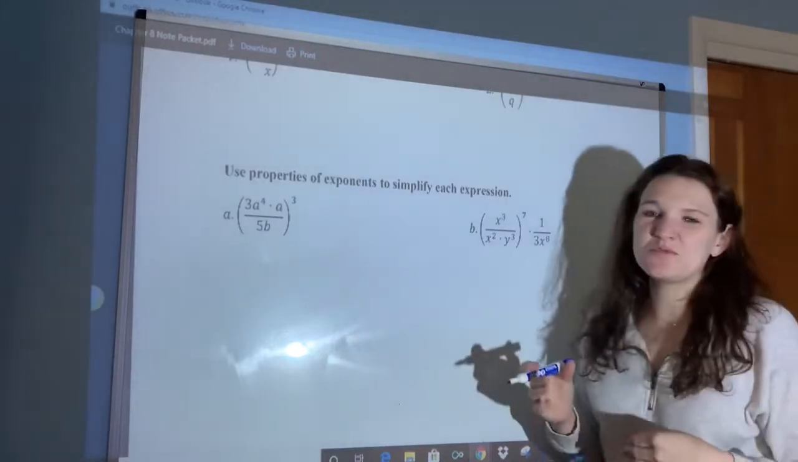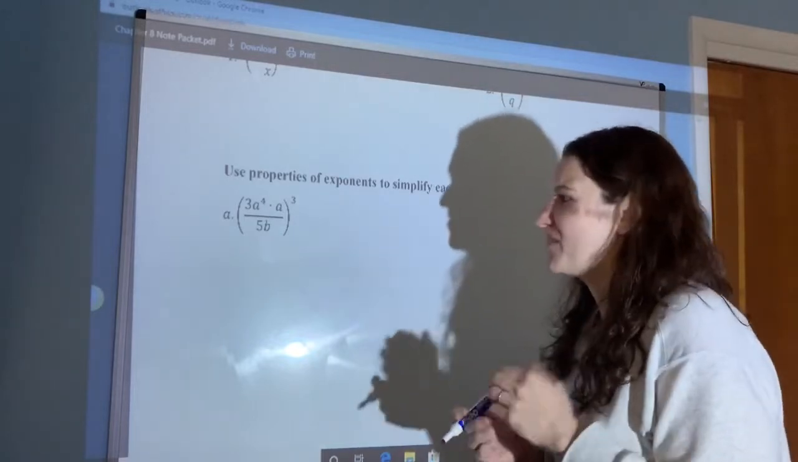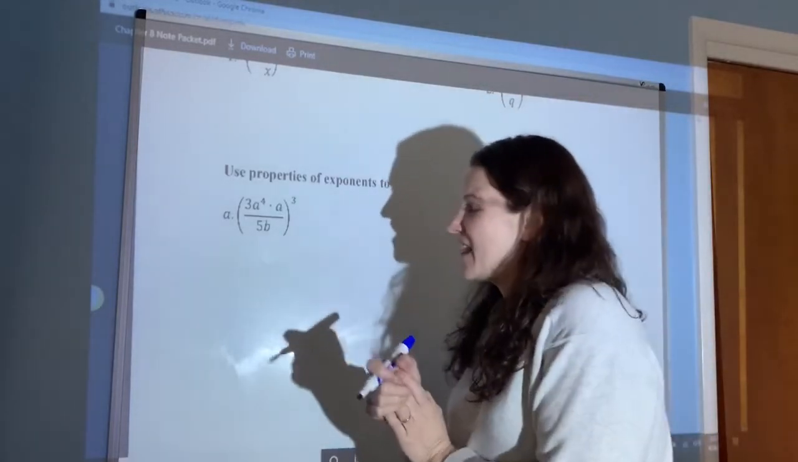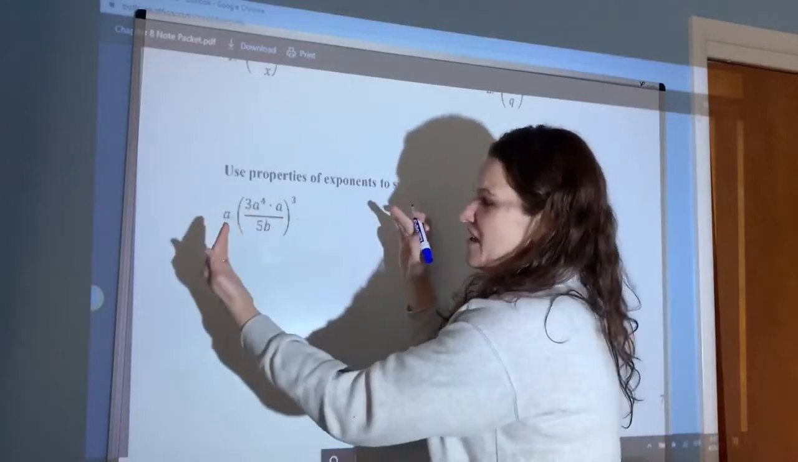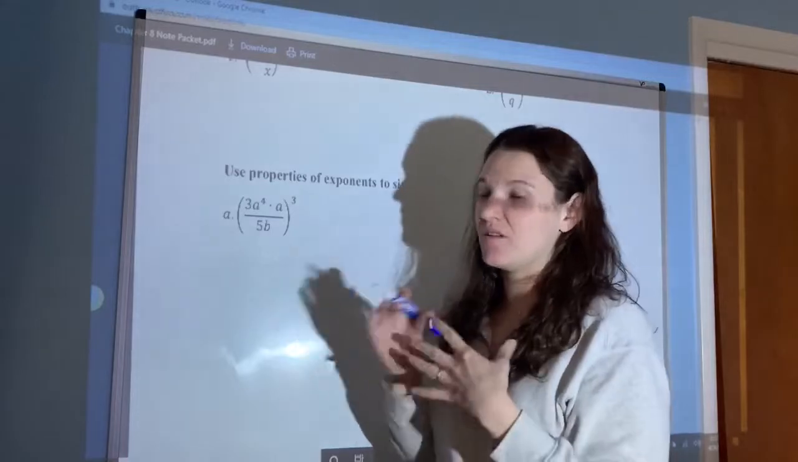So for these examples below, we're going to put a couple of those properties together. All right, let's check out the first one. The first thing I notice is that we have several bases inside of those parentheses. So I'm going to make sure that I put an exponent of 1 on all of them.